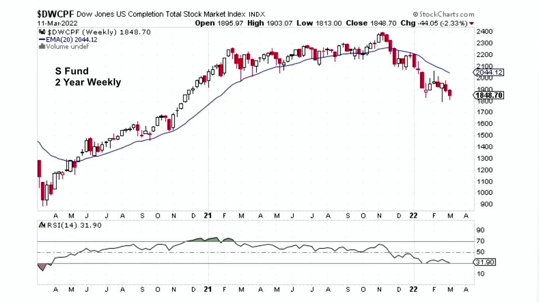S Fund, same kind of thing. We got above the 50 RSI line back here, didn't get below it again until tech started really turning over here in November. And so you can see, again, the value of that 50 RSI line and the 20-week exponential moving average line, because once we got below it back here in November, tested it here, rolled over. Till we get back above that line, there's no hope for a sustained rally.